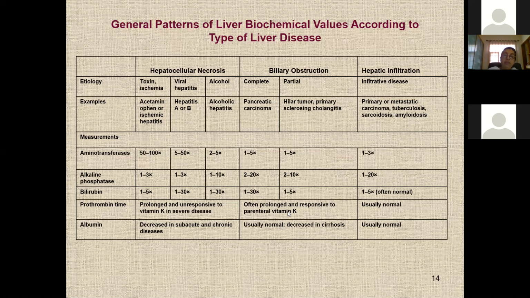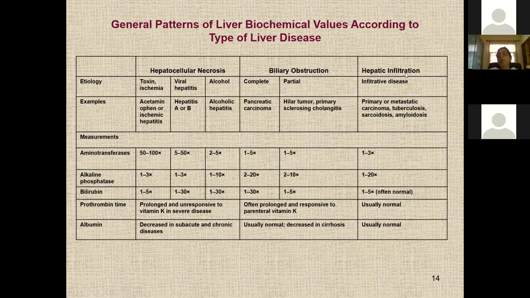The PT will be prolonged, but it will be responsive to vitamin K, because there is obstruction. So fat soluble vitamins, which include vitamin K, get decreased absorption, and the PT increases. So if you give vitamin K, the PT will be responsive. And albumin will be usually normal until there is cirrhosis.